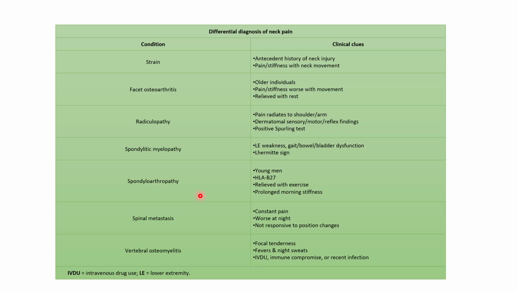After that, radiculopathy: positive Spurling sign, pain radiating to the arm and shoulder, and dermatomal sensory, motor, and reflex findings. In facet osteoarthritis, older individual, pain and stiffness worse with movement, relieved with rest. And in vertebral osteomyelitis, there is focal tenderness, fever and night sweats, IV drug user, immunocompromised, or recent infection. And this is all about neck pain. Hope you enjoyed.